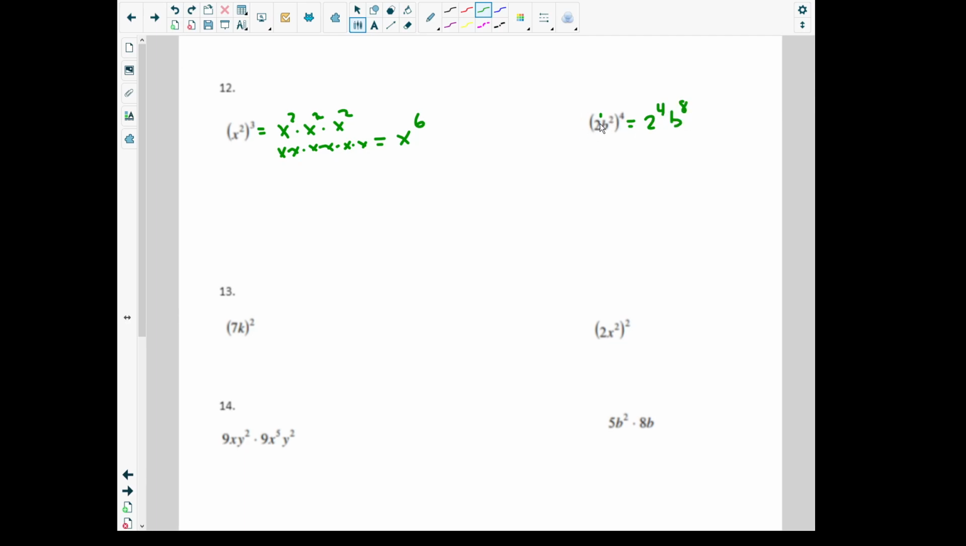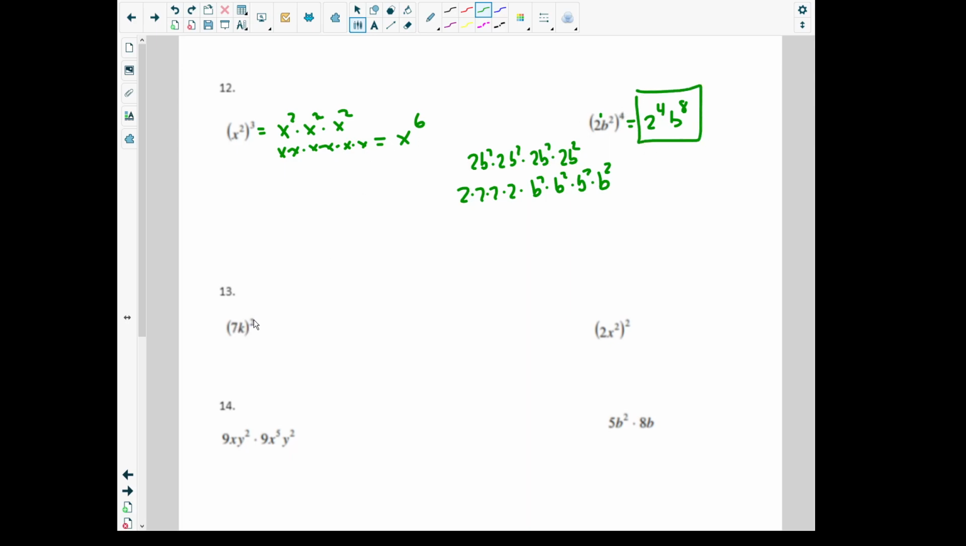Again, you could always write this 2b squared 4 times. Dot 2b squared, dot 2b squared, right? And you can even go, say, 2, 2, 2, 2, right? So 2 dot 2 dot 2, that's 2 to the 4th. And then dot b squared, dot b squared, dot b squared, dot b squared. And of course, that's 8 b's. So you get to the same answer I got to, just a slower way.